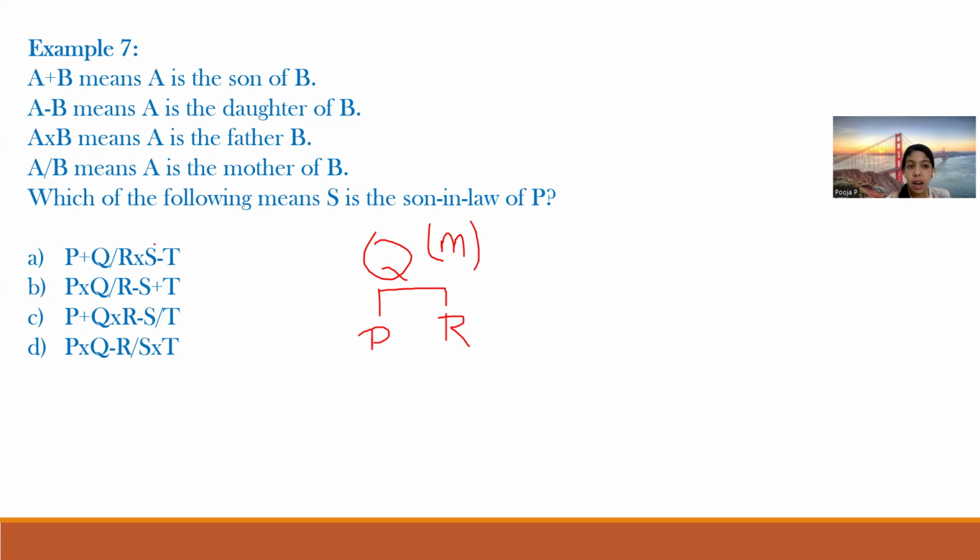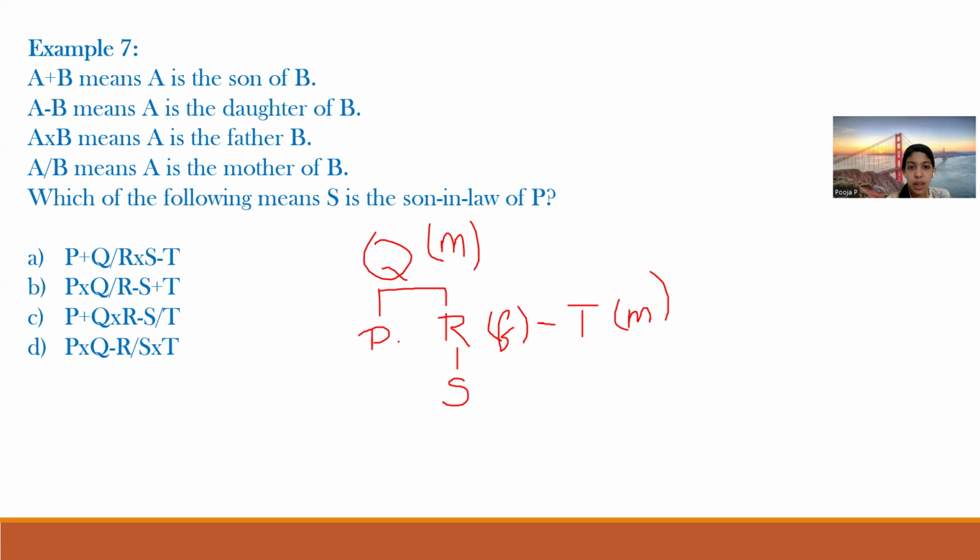Fine. And R into S. That means R is the father of S. R is the father of S. Okay. And minus T, which means S is the daughter of T. So T is R's wife.